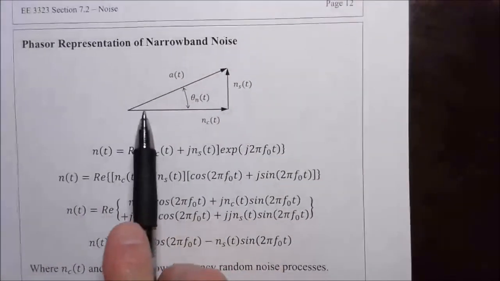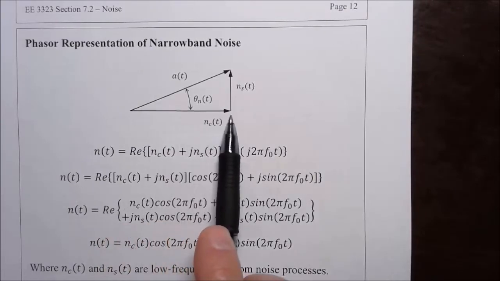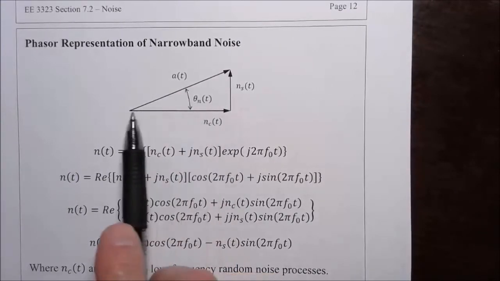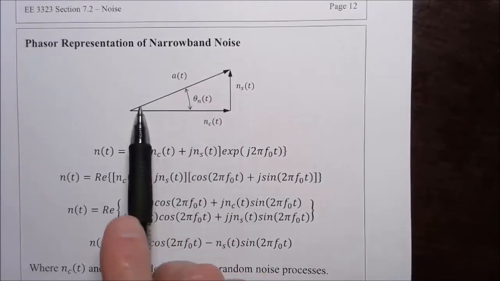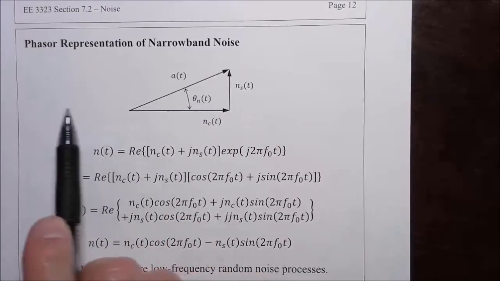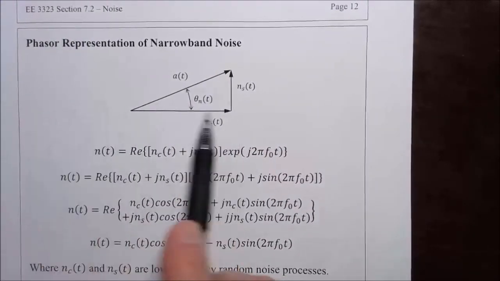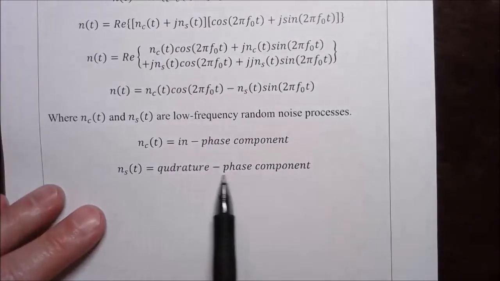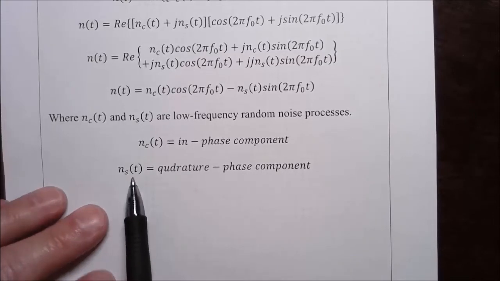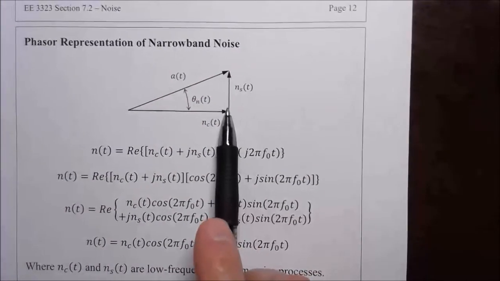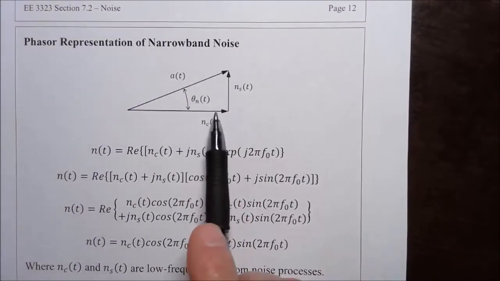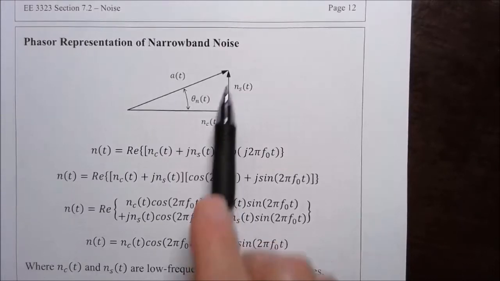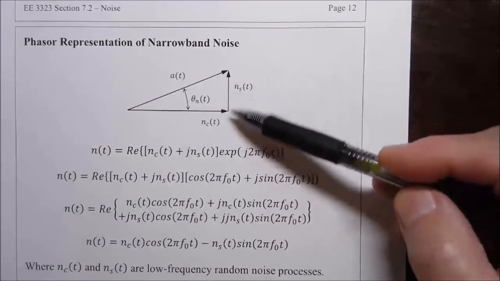If you looked at it as a phasor, that would be the component of the noise that's pointing in the direction of the real axis. It could be positive. It could also be negative. It would vary randomly as a function of time. Then there is a quadrature phase component, N with a subscript S. That's in line with the imaginary axis. I've shown it pointing upward here, so it has a positive value.